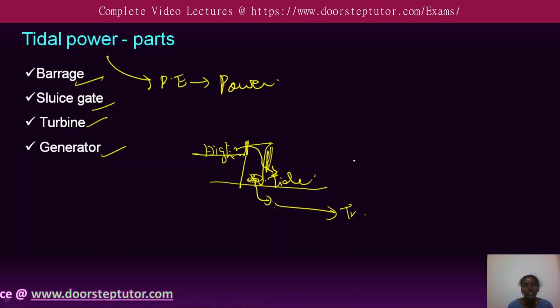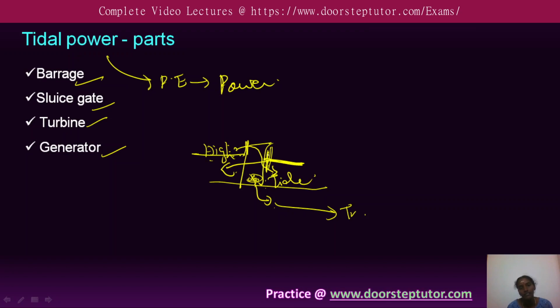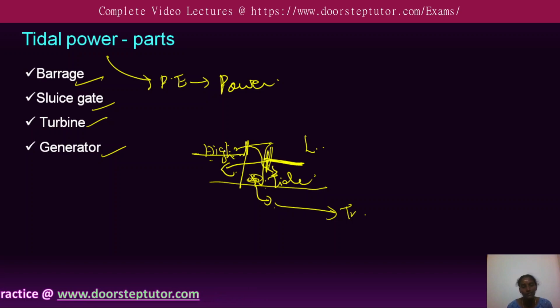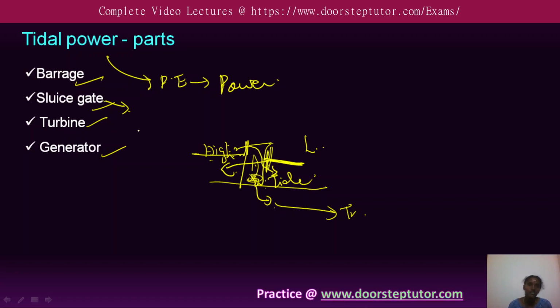In a similar way, if it is low tide, the water flows from here to here. Thereby the water moves from the tidal basin to the sea during the low tide period. So the power generation occurs depending on the situation, whether high tide or low tide. The sluice gate controls the flow rate of the water in the barrage, and the turbine converts the potential energy into mechanical energy.